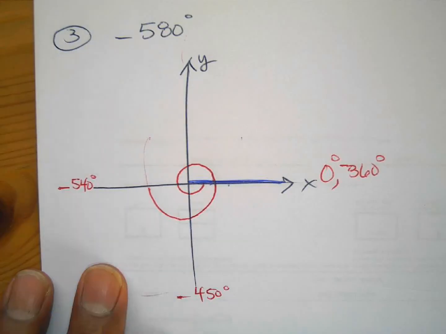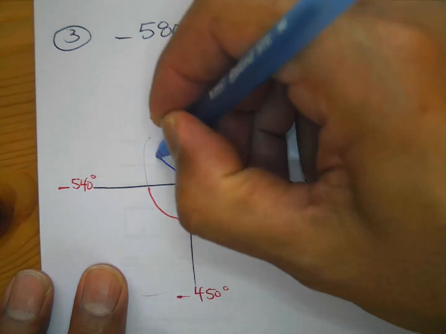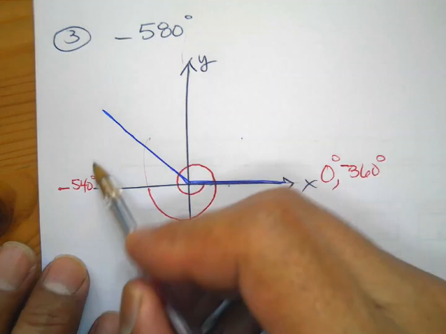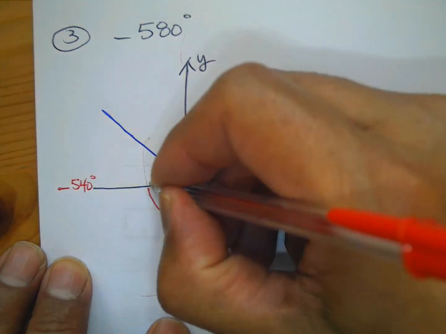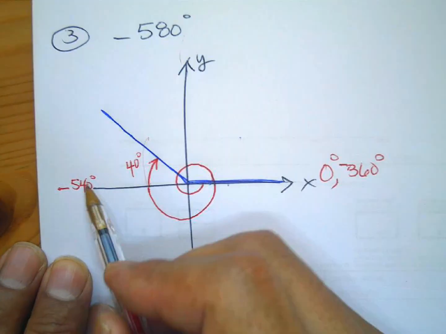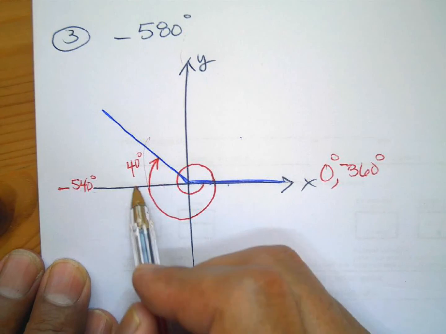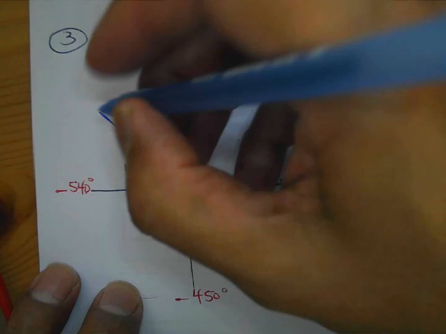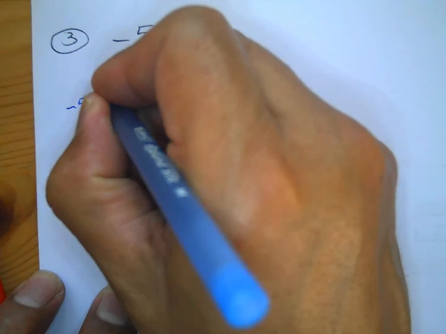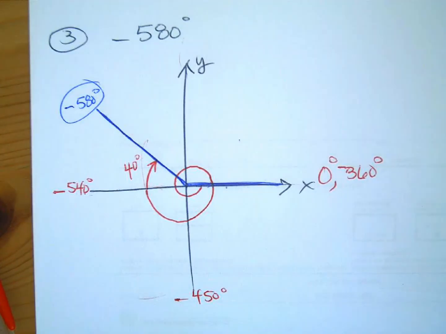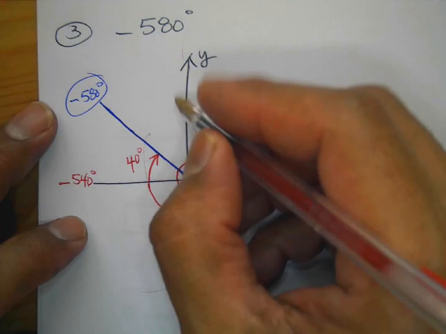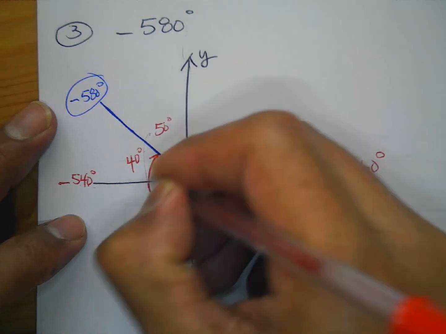So how much more do you need? I'm at 540. I need to get to 580. I need 40 degrees more. 540 is up to this line plus 40 more. That makes this my negative 580 degree terminal side here. This acute angle here is 40. That makes this one 50, right? These two add up to 90.